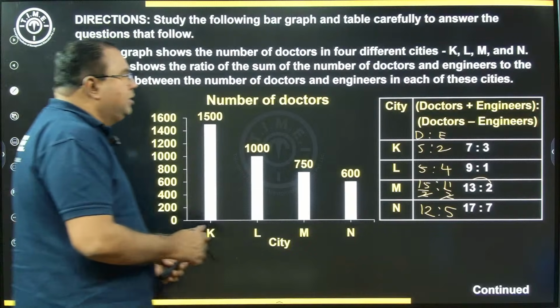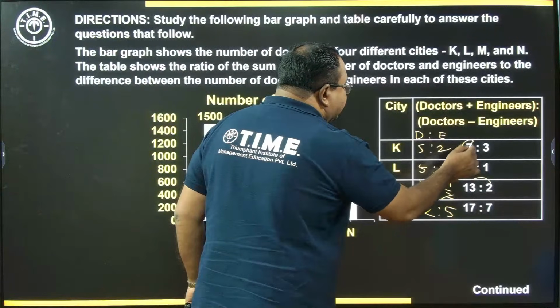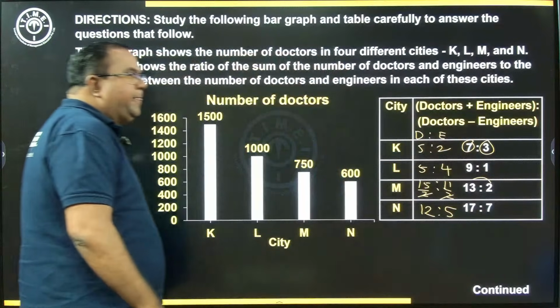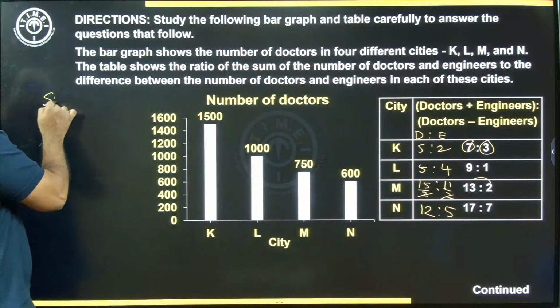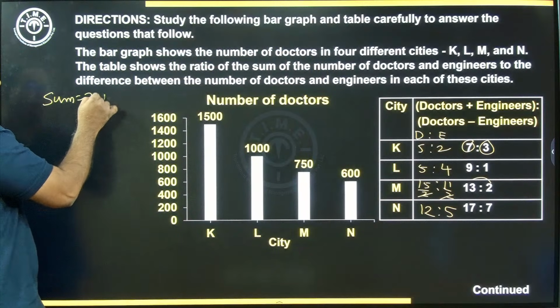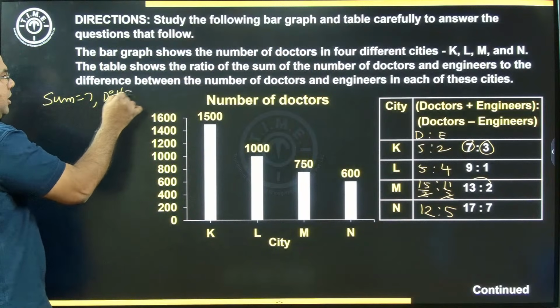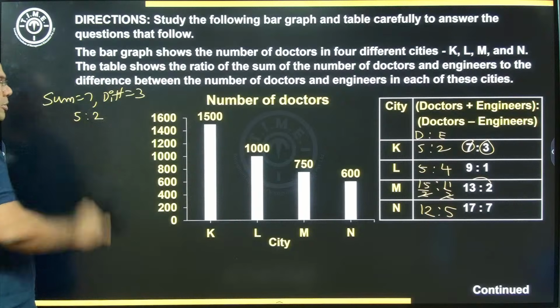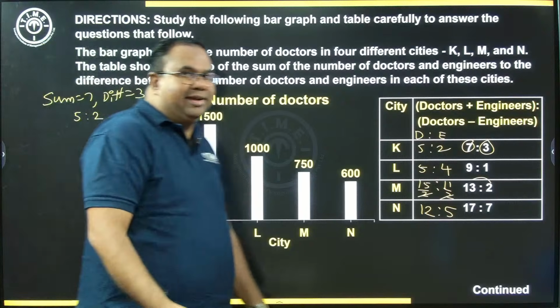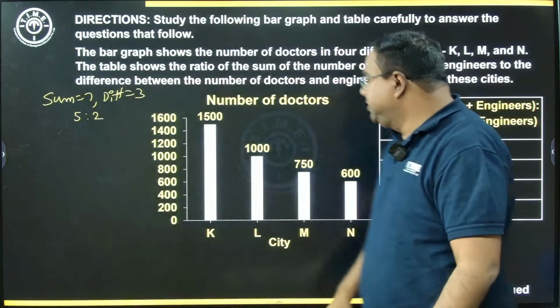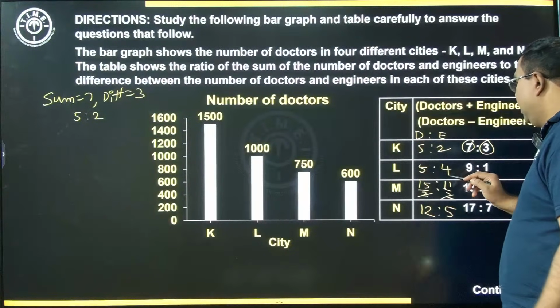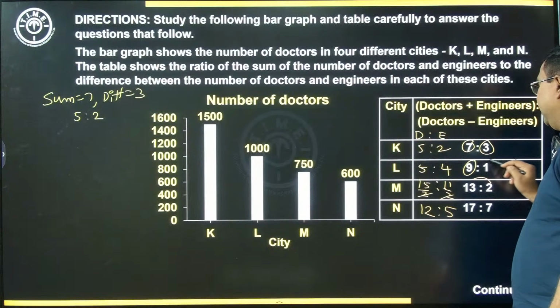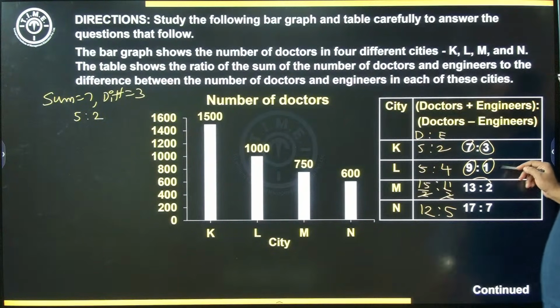See, sum of doctor and engineer 7, difference between them is 3. Sum of two numbers 7, difference 3. So it has to be 5 and 2. So ratio should be 5:2. What is 5 plus 2? 7. If you can do it orally, 5 minus 2 is 3. Here, sum is 9, difference is 1. So 5 plus 4, 9.